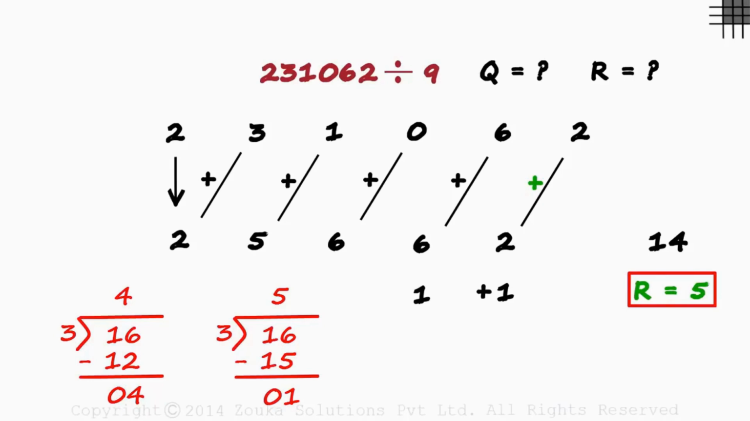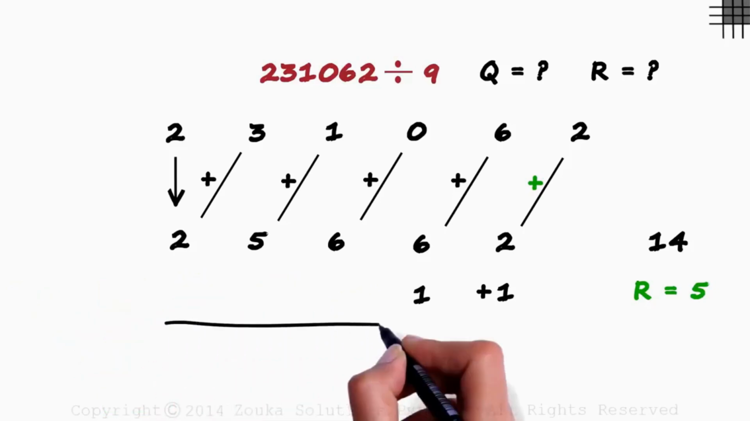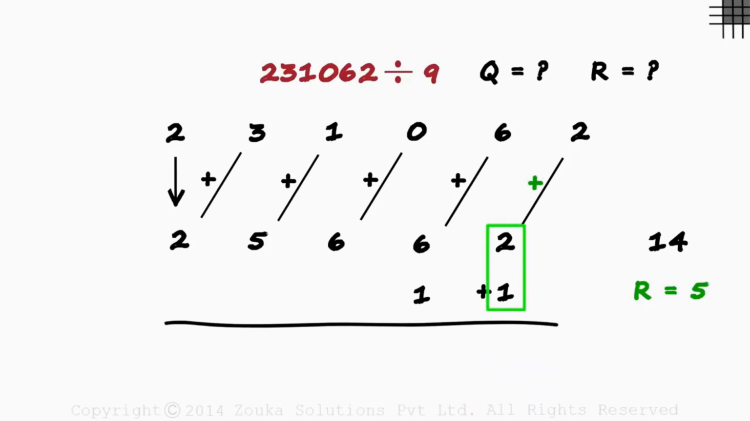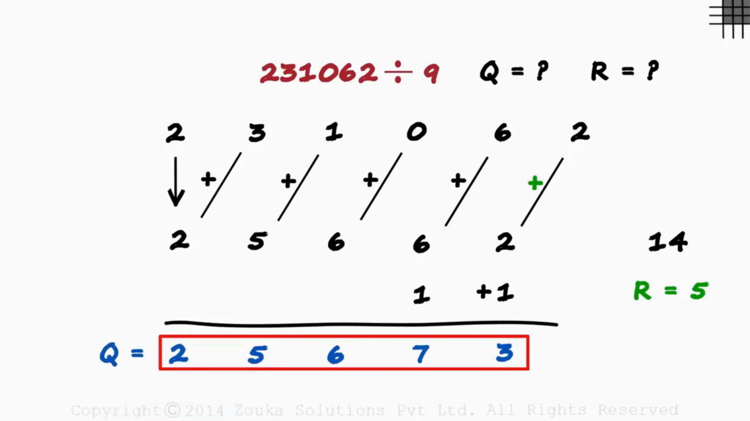This is our remainder. If you look at the second case of 16 over 3, you can see that subtracting 3 from the remainder and adding 1 to the quotient will give us the first case. That's exactly what we have done here. Now we simply perform the addition. 2 plus 1 is 3, 6 plus 1 is 7, 6, 5, 2. That's our quotient, 25,673. And the remainder is 5.